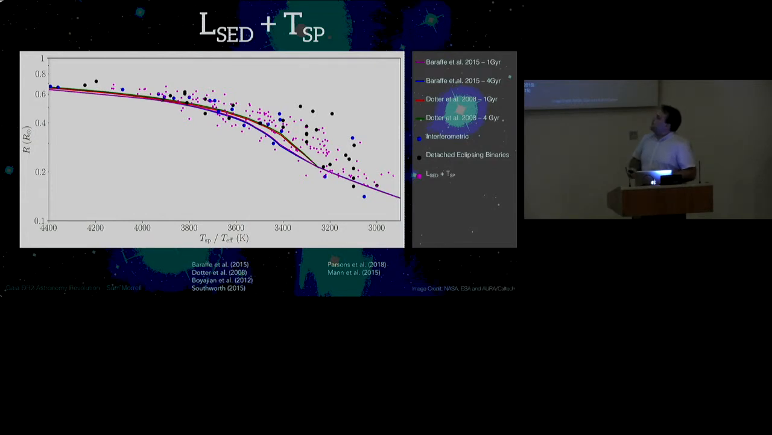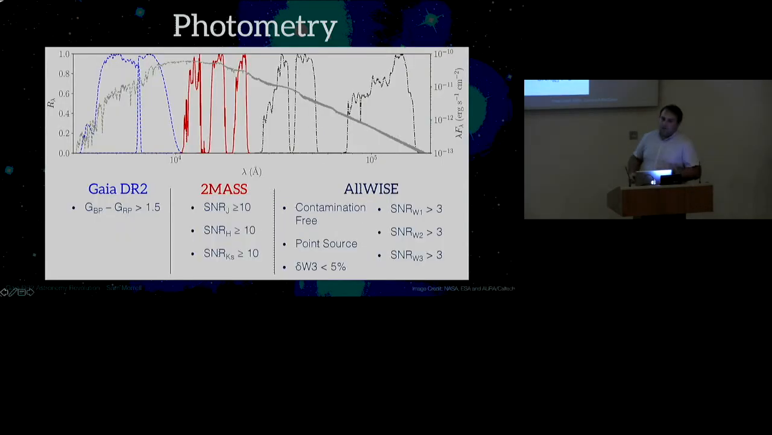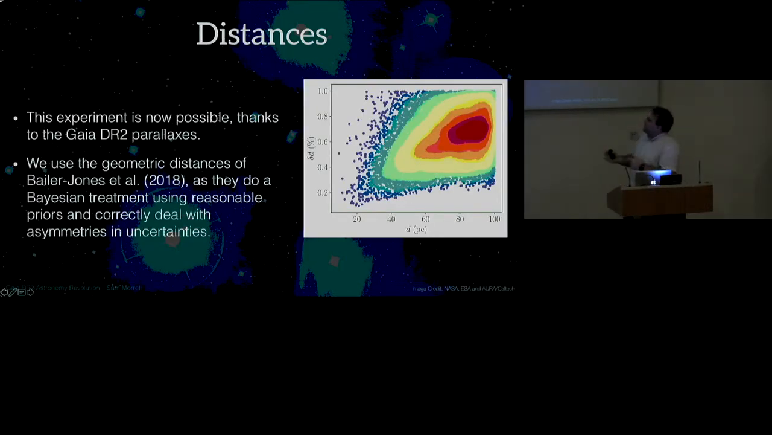So how have we done this? Well, first off, I would like to put in the obligatory: Gaia DR2 made this possible. Thanks to the precision parallaxes and the high-quality photometry in Gaia DR2, we can actually put this sample together. So we start off taking the parallaxes, but we don't simply invert them. We take the geometric distances of Bailer-Jones et al. 2018, as they do a correct Bayesian treatment on them, adopting reasonable priors, and they also correctly deal with the asymmetries and the uncertainties of the distances. So that's very important.